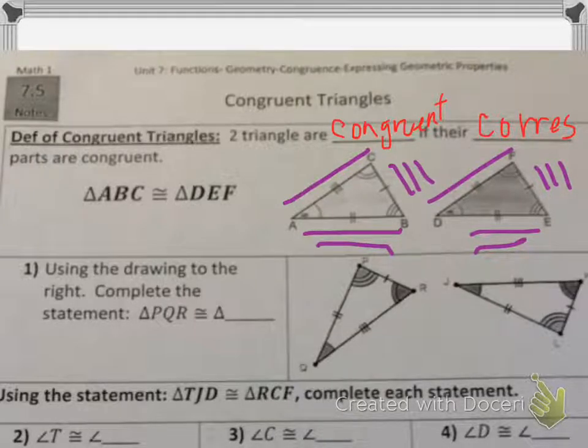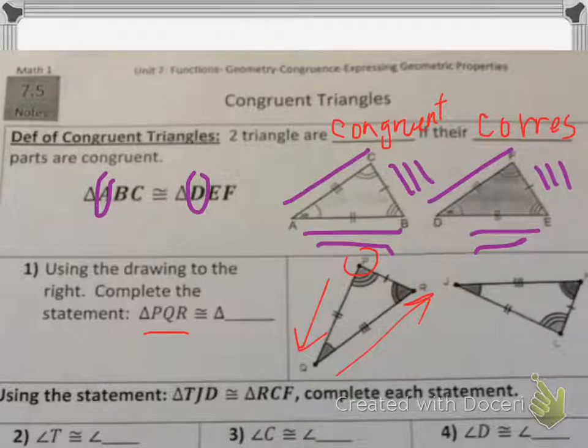So this first example says use the drawing to complete the statement. They have to be written in the same order. So A has to be congruent to D. They have to be written in the order of congruency. So over here it says PQR. So from P to Q to R, so we're coming this way around.